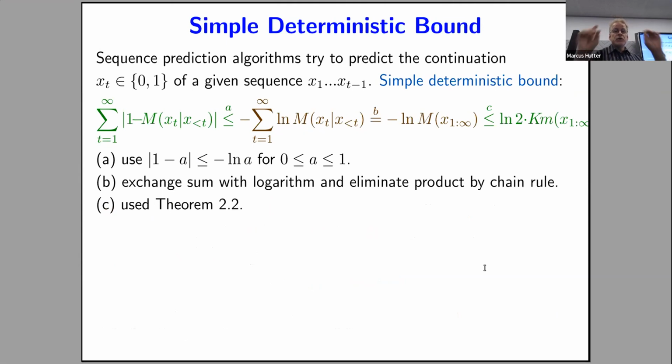For the deterministic case, if your sequence is generated by some deterministic computable process, you can easily show that if you take M of x_t given x_<t, a one-step prediction, the probability that it predicts x_t, you take 1 minus that, which is the error it makes, and sum over all time steps, then this is bounded by the description complexity of this string. So if you can describe a string in 100 bits, then roughly speaking, if you use M for predicting this string, it makes around 100 errors. You don't know when and where, but roughly speaking, which makes sense. If you describe something in 100 bits but you don't know these 100 bits, you have to learn them by making some mistakes, and that is very easy to prove.